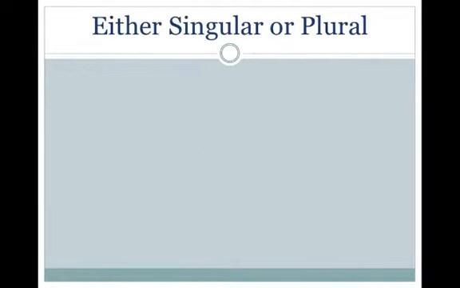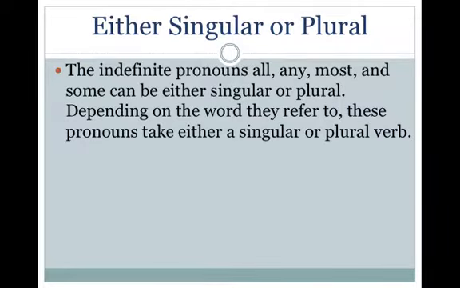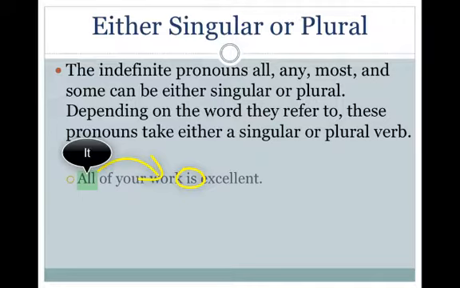And then some of the indefinite pronouns are either singular or plural. The indefinite pronouns all, any, most, and some can be either singular or plural. Depending on the word they refer to, these pronouns take either a singular or plural verb. For example, all of your work is excellent. All is the subject, and it's singular. It's referring to work, which is singular. So we need a singular verb, is. We would say it is excellent.